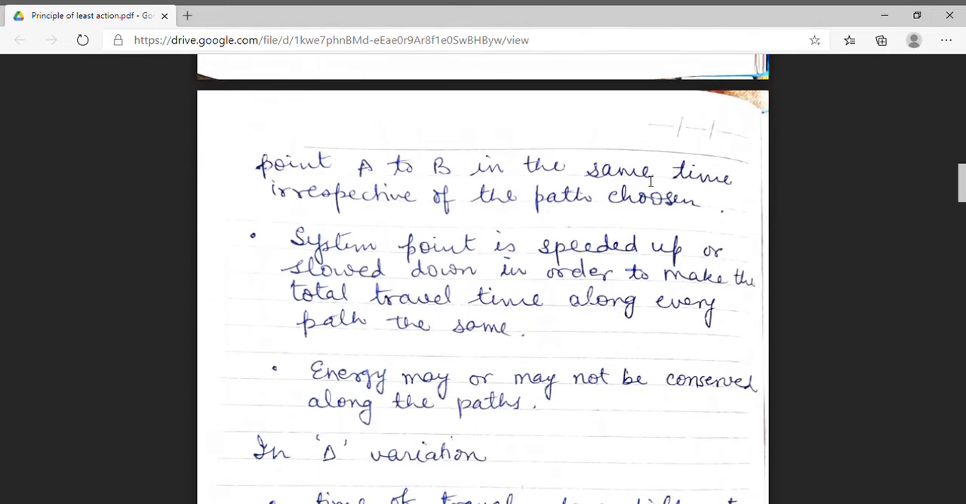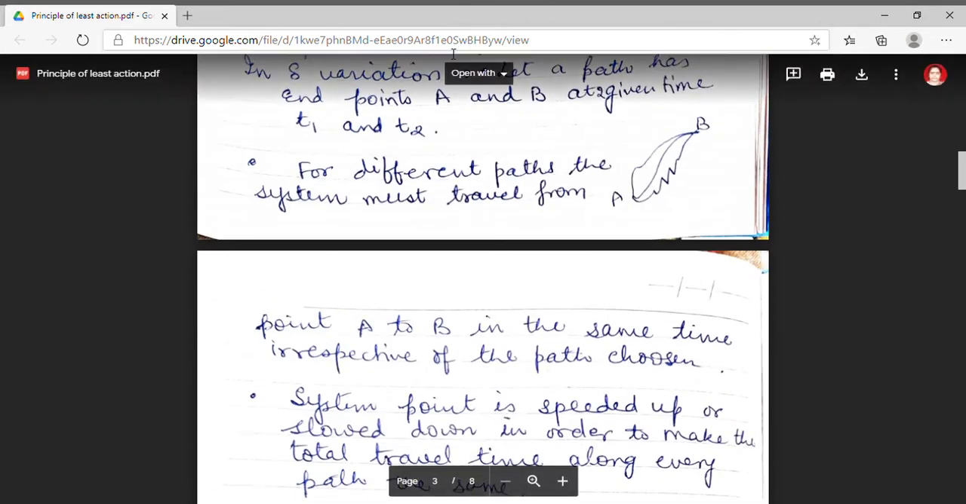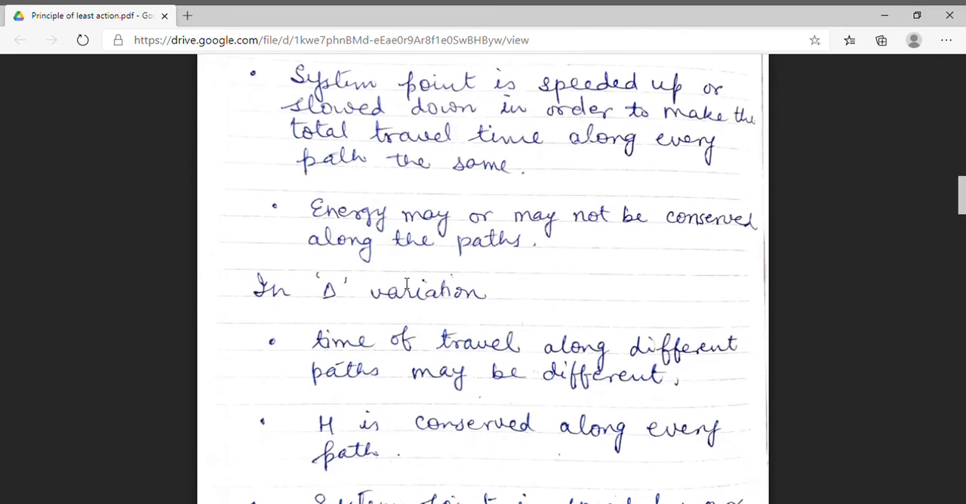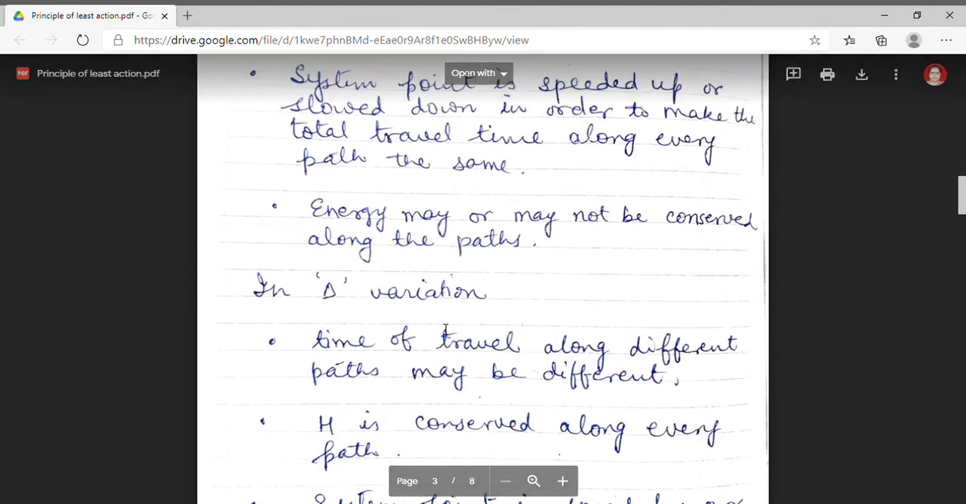And in this variation, that means the del variation, time speeds up or slows down, and in this variation, energy may or may not be conserved. That means variation in energy can be possible. That means energy can be conserved or it cannot be conserved. Now, I am moving over to another type of variation, the delta variation.